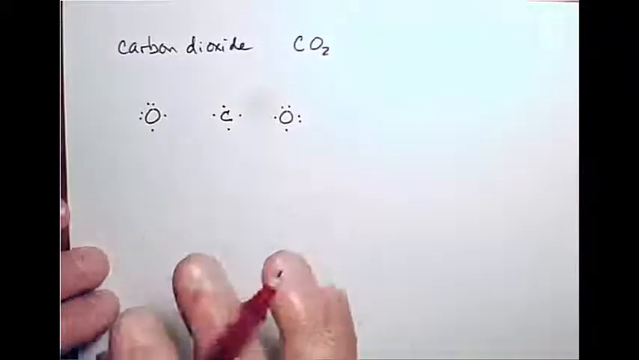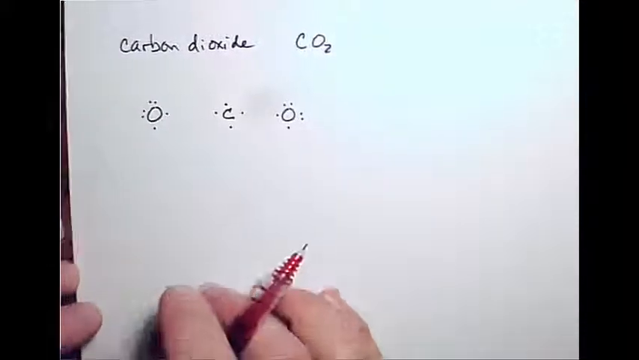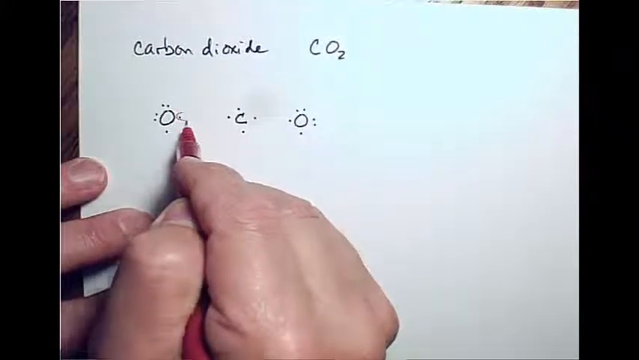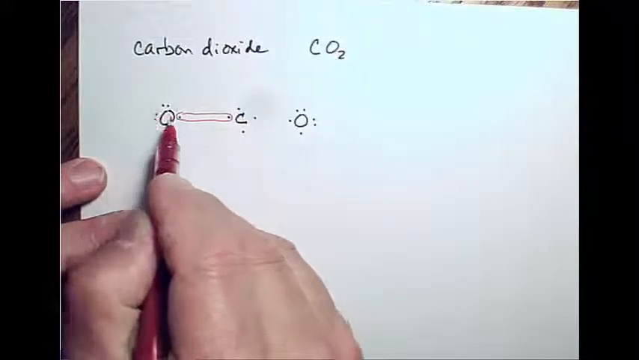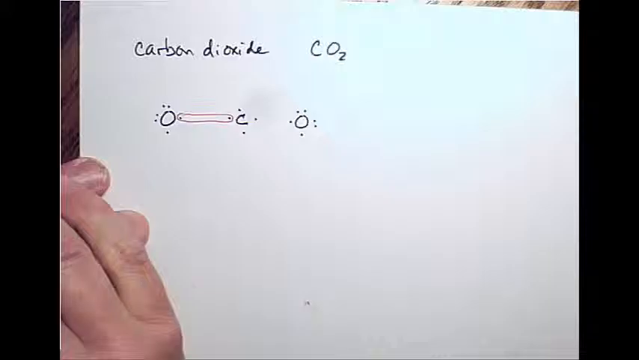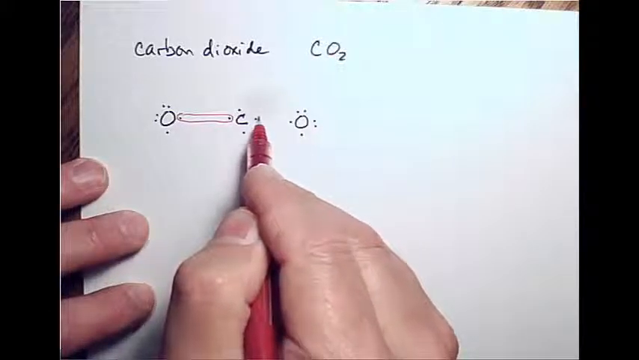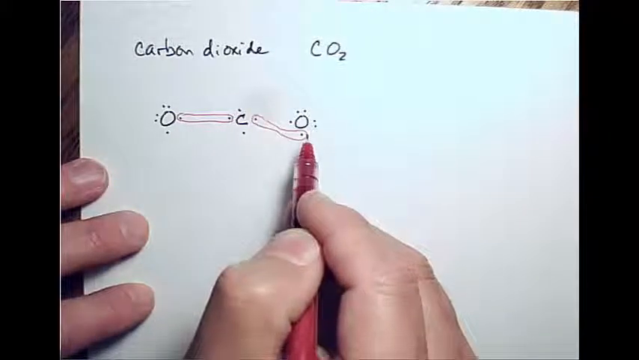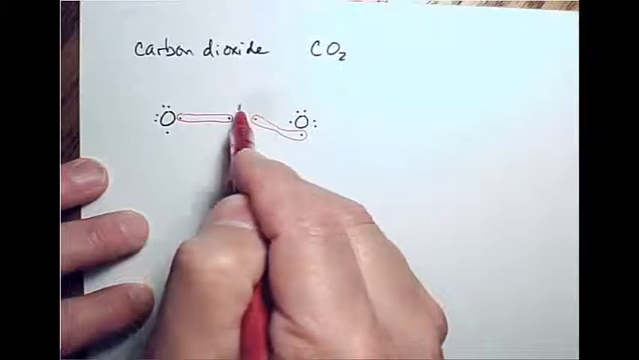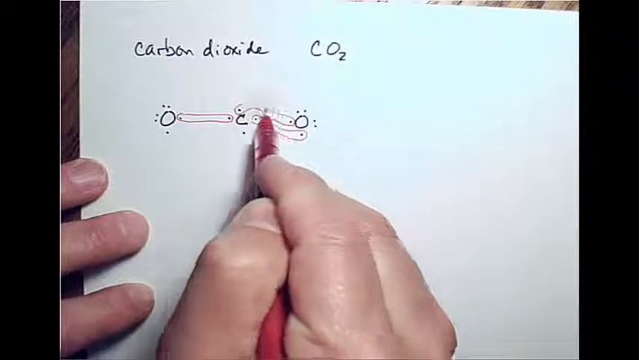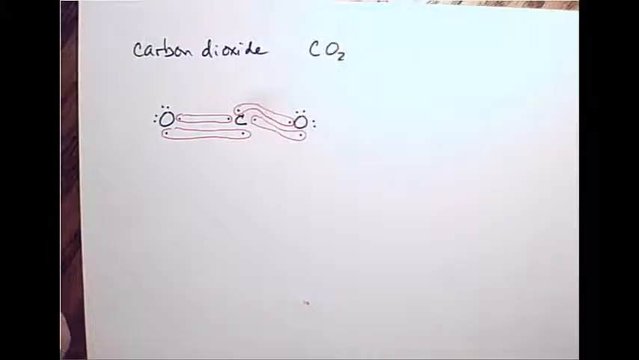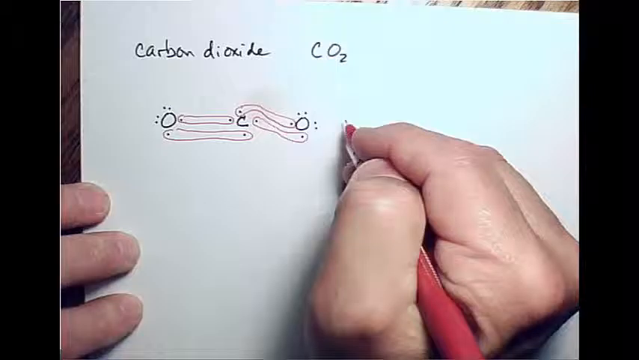Now that's all the atoms we have, and we've got to arrange things so that the carbon and both the oxygens have 8 electrons. If I share one electron here, this oxygen has 7, this carbon has 6. If I share one electron here, this carbon now has 6, and this oxygen has 7. So what I can do then is to share another set of electrons, and now the oxygens all have 8 electrons, and the carbon has 8 electrons.